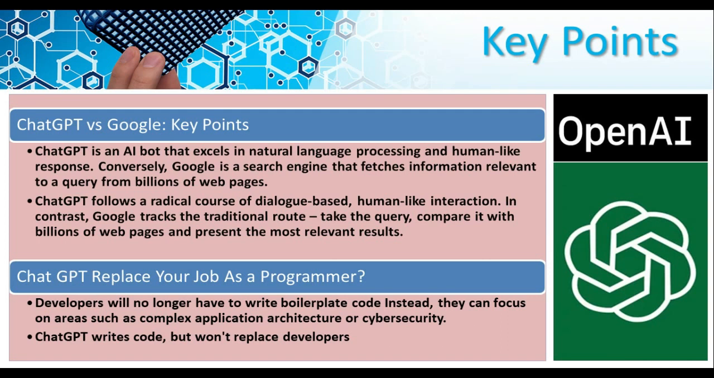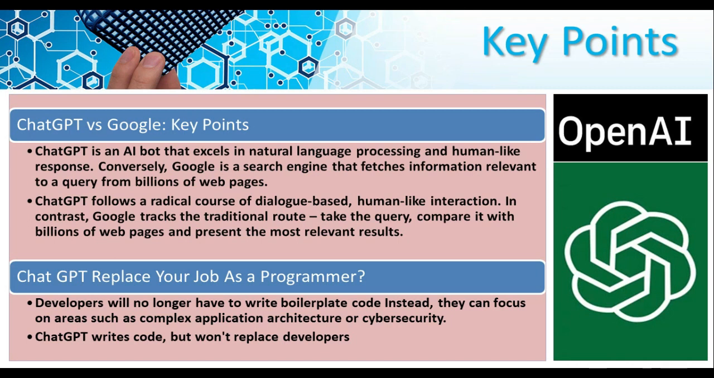So Google is basically a search engine. It will provide relevant results for your search query, but ChatGPT will process your query with natural language processing and will respond to your query in a more interactive way, and it will provide more relevant information for your queries.